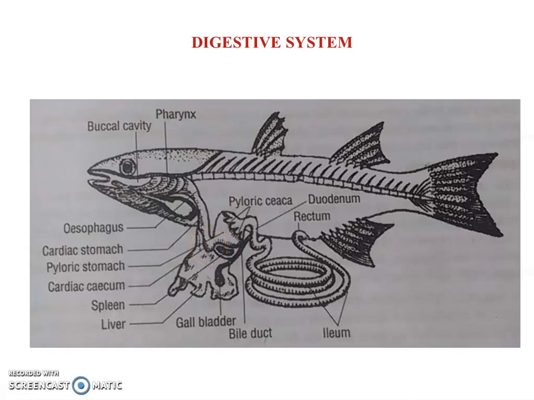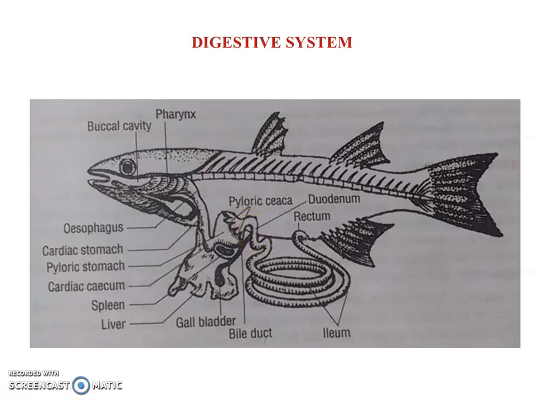Right. Now the intestine, you can see, is very long and narrow tubular, and the whole intestine can be divided into three parts: the duodenum, the long ileum, and the rectum. The duodenum is very short and uncoiled. It is the first part of the intestine, immediately following the pyloric stomach.